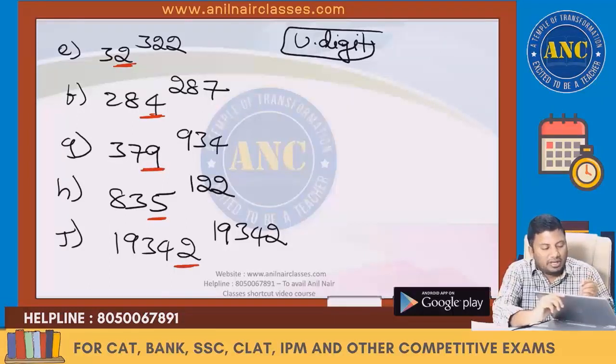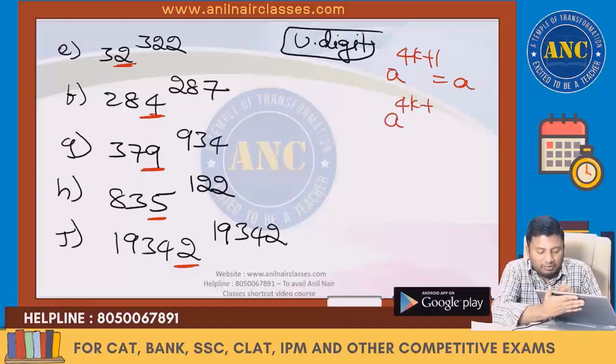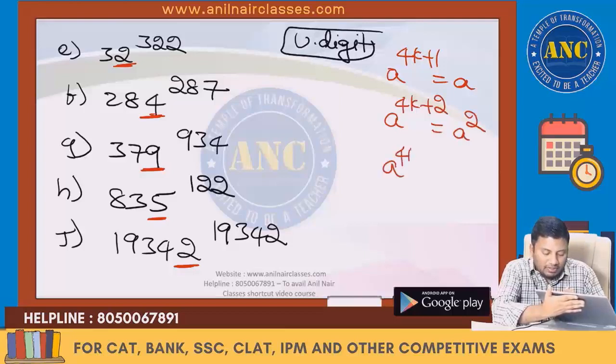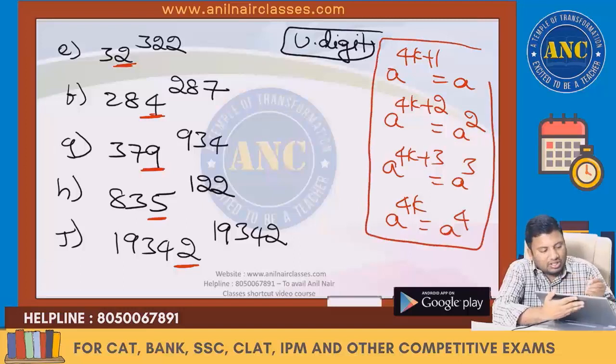Because the divisibility rule of 4 is that the last 2 digits should be divisible by 4. So only take the last 2 digits of a number.